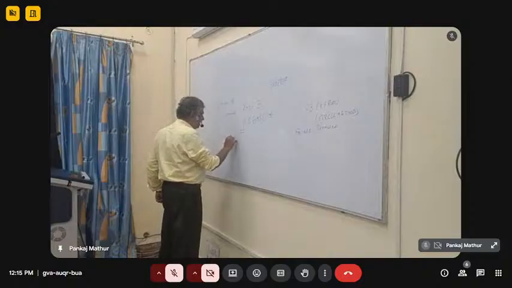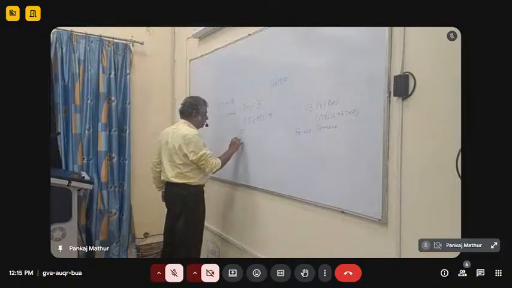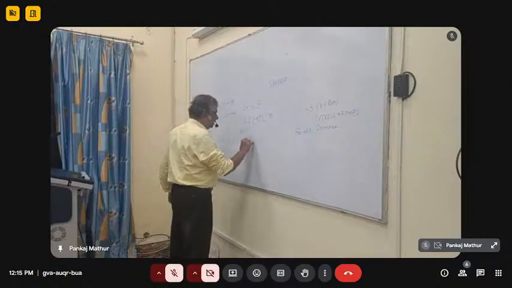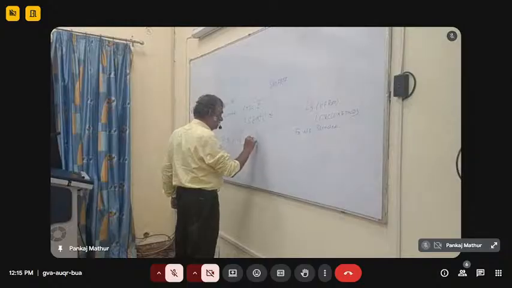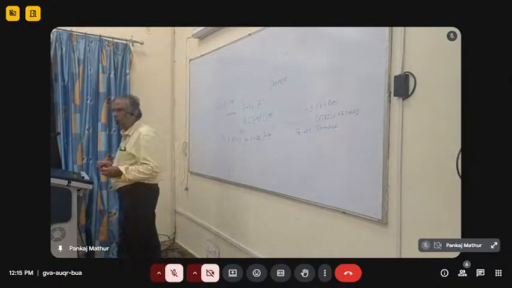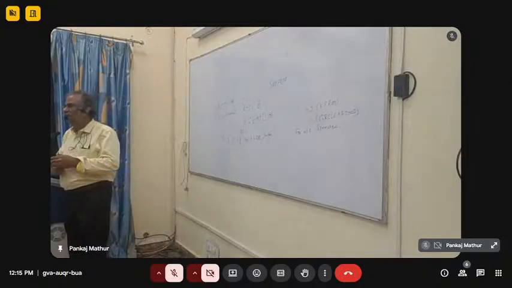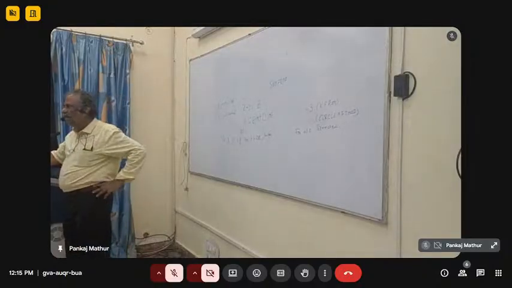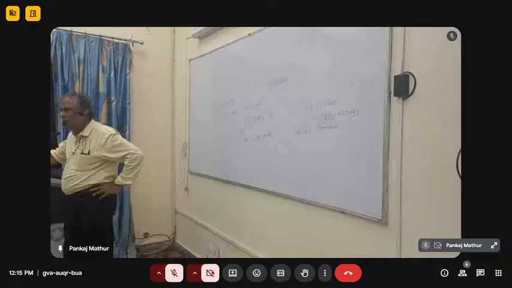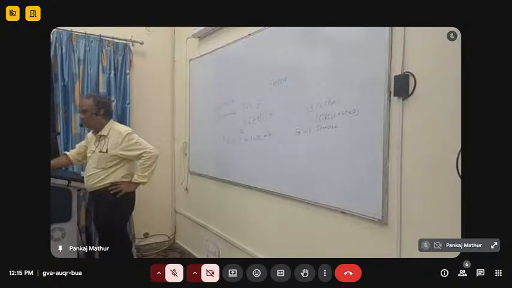If A has more than n over 2 elements, then it is something. It has more than n over 2 elements, then it is always possible to find an x, a y, and a z such that x plus y equals z. Is it okay? This is where we start.